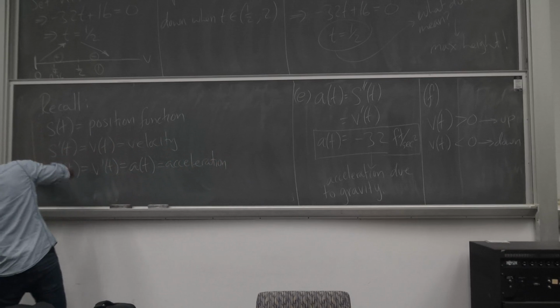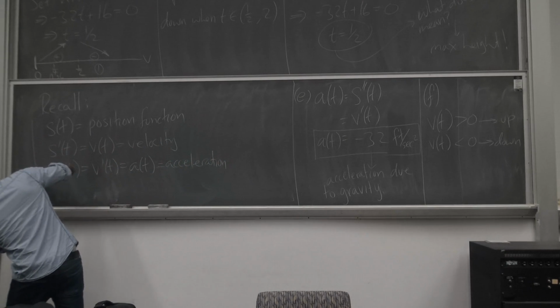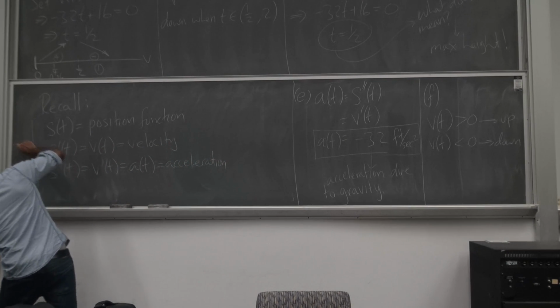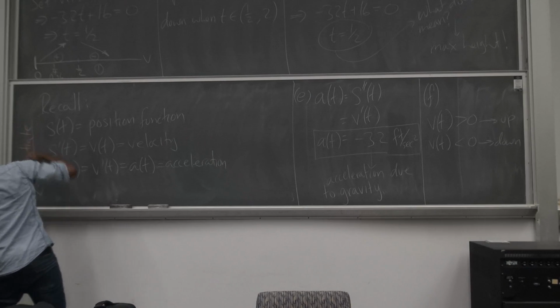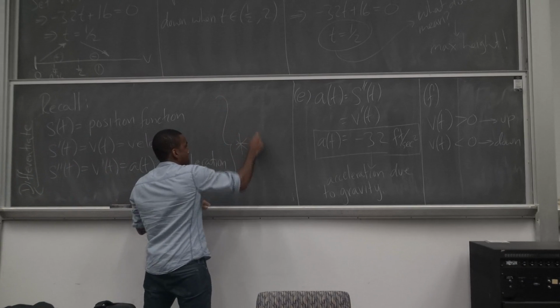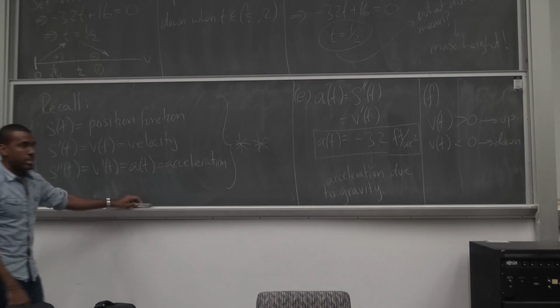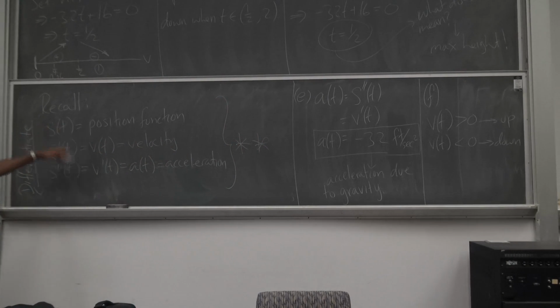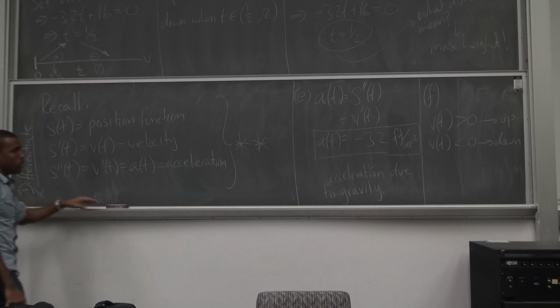So you differentiate to go down. At the end of the semester, we're going to go backwards. This you have to remember, for this class and for physics. It's a well-known relationship between position, velocity, and acceleration. It's calculus to move.